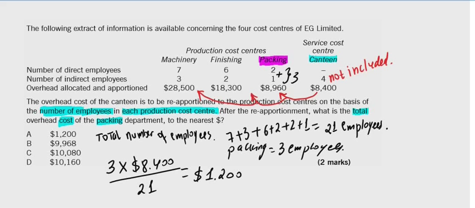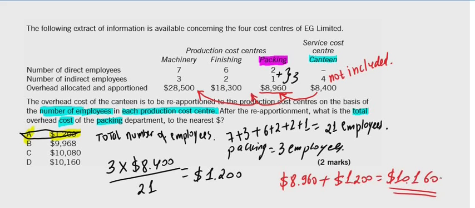The question is total overhead cost. If you pay attention, we have the answer here A, which is $1,200, but it's not the correct answer. Because the question says we have to find total, that's why I will add the 8,960, this one, plus some share from canteen, 1,200. That will give us $10,160. Okay, so the answer is D.